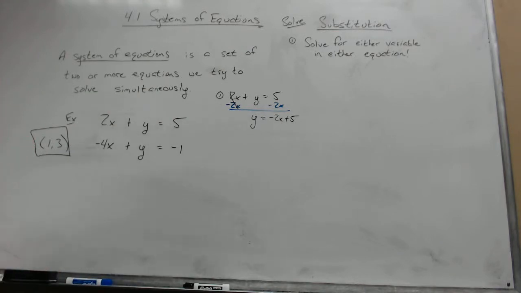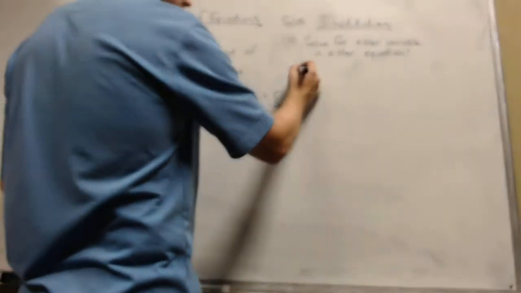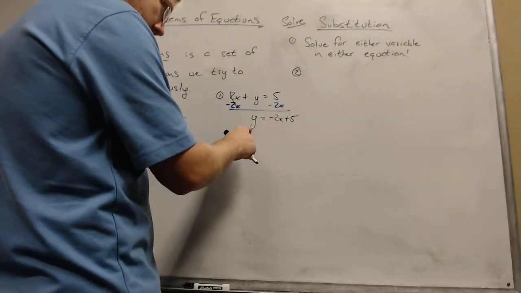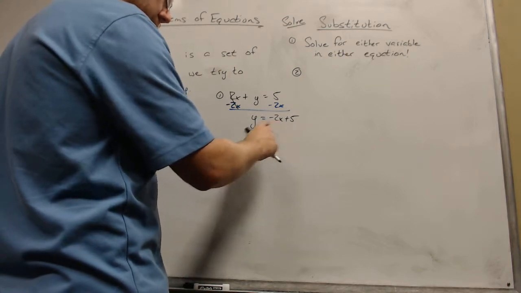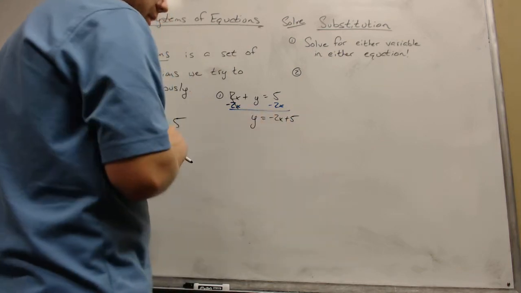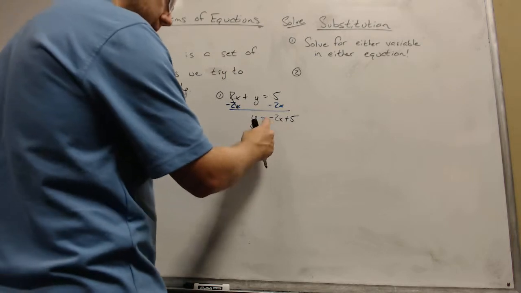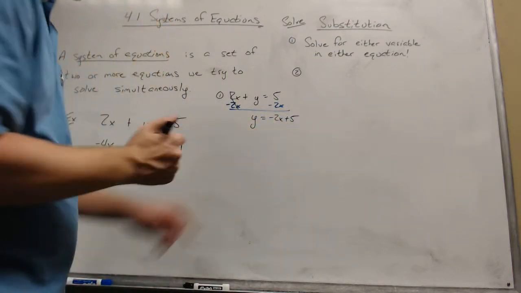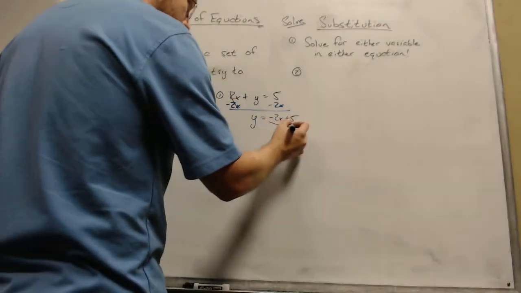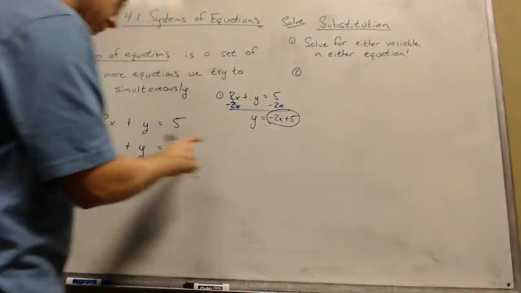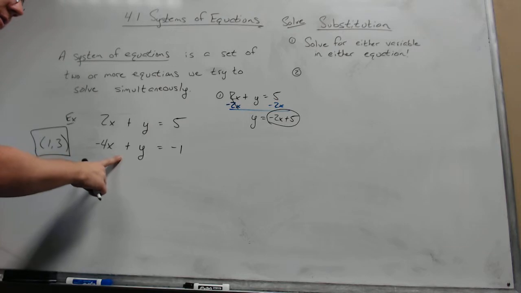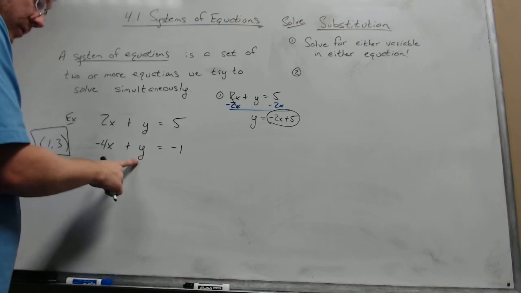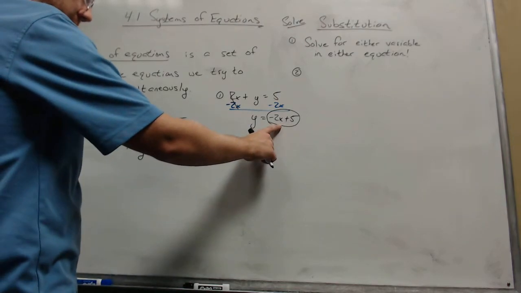Right. Step 2. Now we know in this equation, since we solved for y, we know what y is equal to. It's equal to a new expression. So what we're going to do is take this expression that we know is equal to y, negative 2x plus 5, and go to the other equation, the equation we didn't solve for, and replace y with negative 2x plus 5.